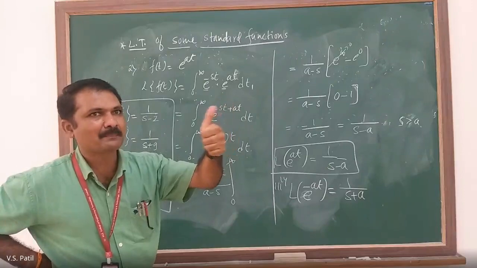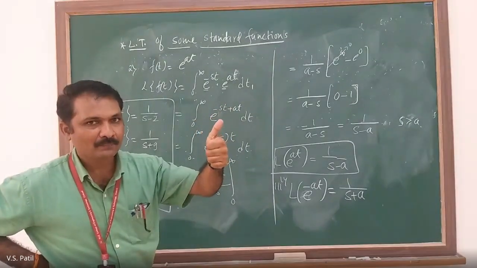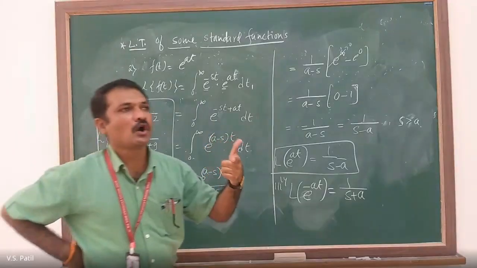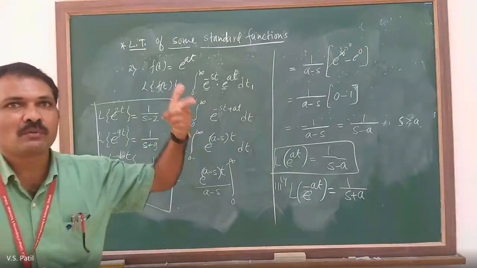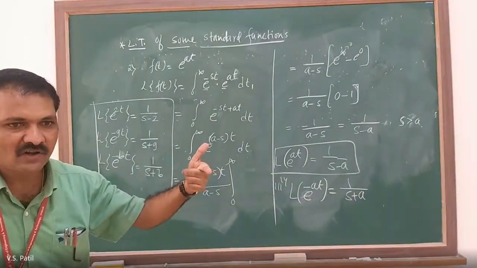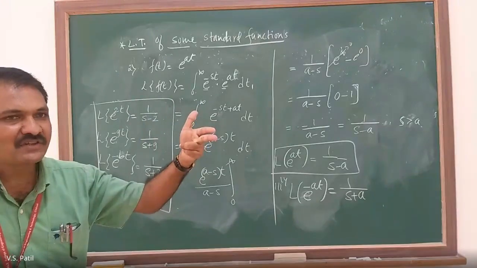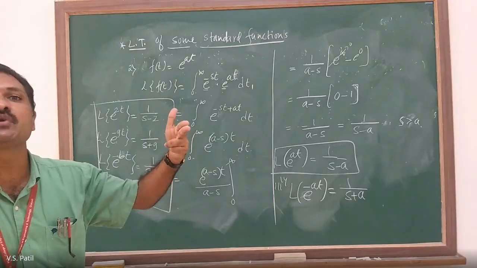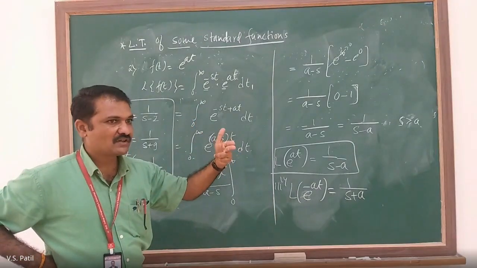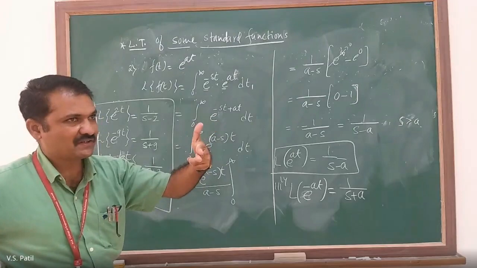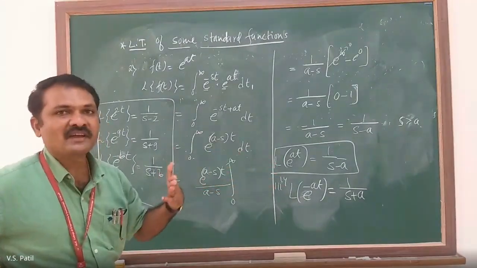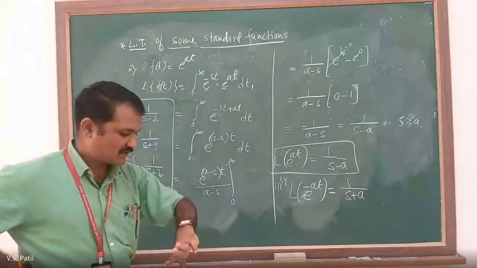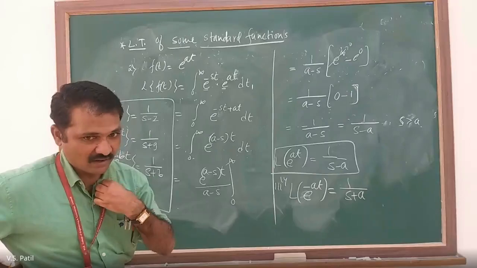First, the basic thing is the Laplace transform definition. Second, properties. Then standard functions: the Laplace transform of 1 is 1 by s. The Laplace transform of e raised to the power a t, where a is a constant, is 1 divided by s minus a. The Laplace transform of e to the power minus a t is 1 divided by s plus a. These 3 results will be learned now, right?